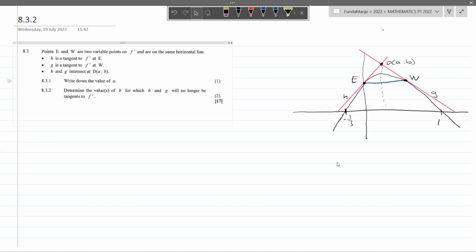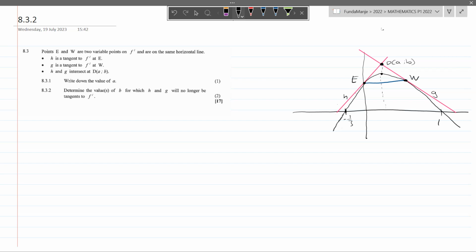8.3.2 says determine the values of b for which h and g will no longer be tangents to our graph. So we have to recognize that a tangent is only a tangent if it touches a graph once and only once. So the only way that b can control h and g being tangents is if it goes below our graph over here.